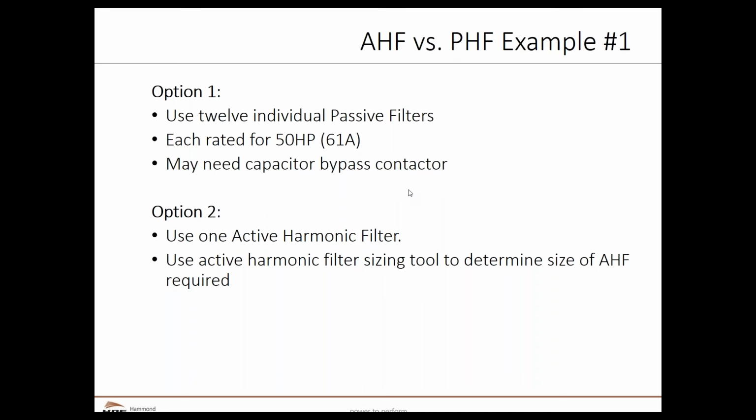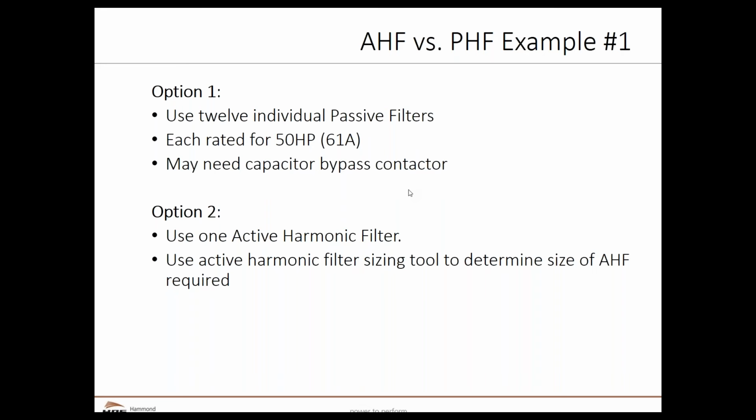The capacitor contactor switches the capacitor out of the circuit when the VFD runs at light load to avoid a leading power factor. The other option in this case would be to use a single active harmonic filter sized for simultaneous operation of 9 VFDs, since 3 of the 12 VFDs are redundant.